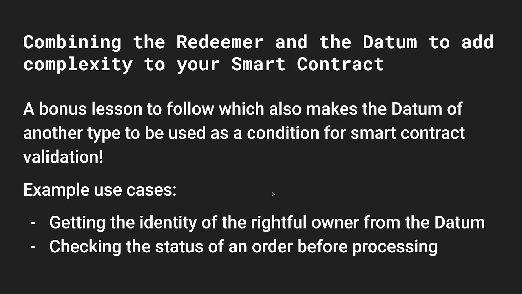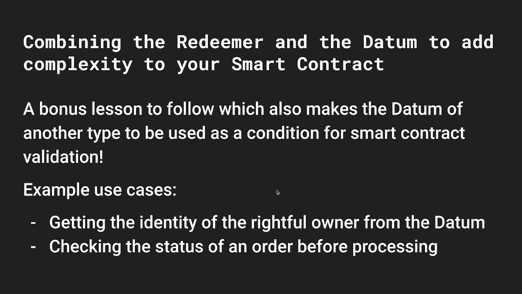In the next lesson, we'll follow on with how you can combine the datum and the redeemer to make your validation more complex. Some cases we'll see are getting from the datum the rightful owner who can sign, and also seeing through the datum the stage your smart contract has reached. We saw in the previous lecture, when I was showing the datum, a stage with an indicator open that can be used to check the status of your smart contract flow.